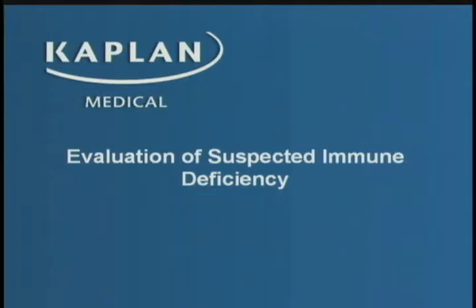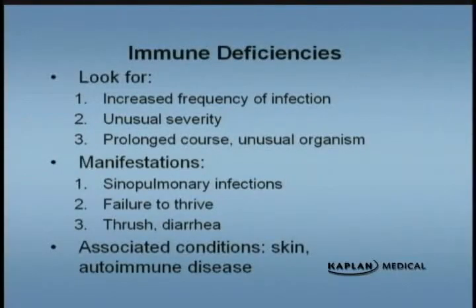We're going to spend this chapter talking about immune-mediated diseases. And the first thing we're going to discuss is the evaluation of your suspicions of immune deficiencies. Some of the things that you're going to look for obviously will be in the history. Look for increased frequency of infections. Also look for unusual severity of infections, and look for opportunistic infections, unusual organisms, prolonged course of infections.